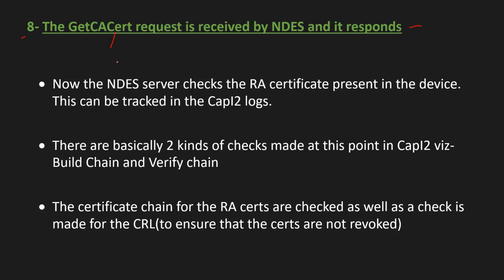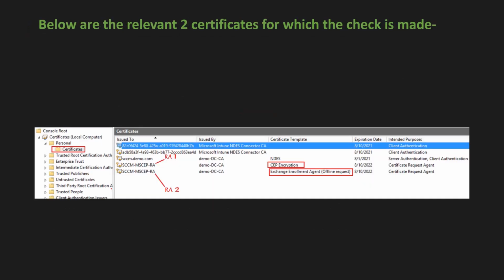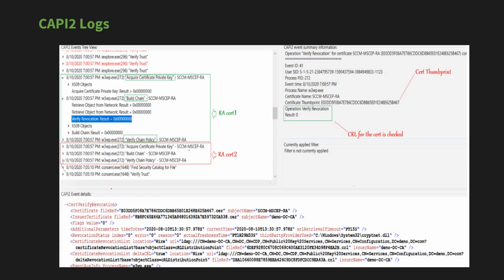The way we can track the get CA cert and get CA caps request is by enabling the CAPI2 logging in the NDES server. So this is something that has to be enabled. And when this is enabled, if you take a look over the CAPI logs, over here you can see that the get CA cert and the get CA caps request has come into the device and the device is responding to it. Now, as I said, the device is requesting two certificates from the CA via the NDES.